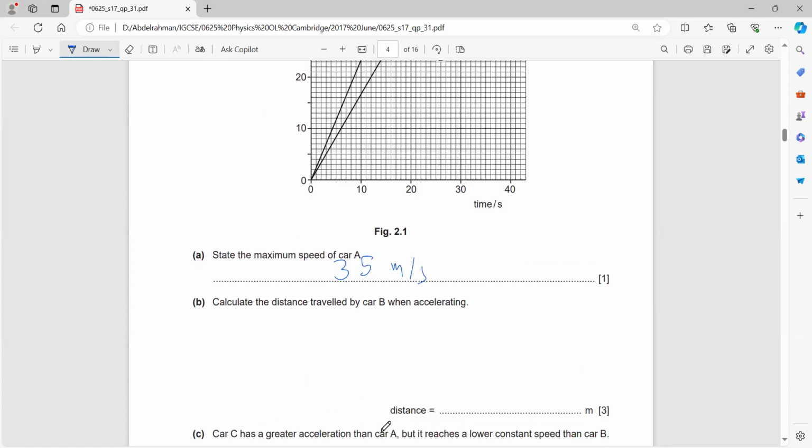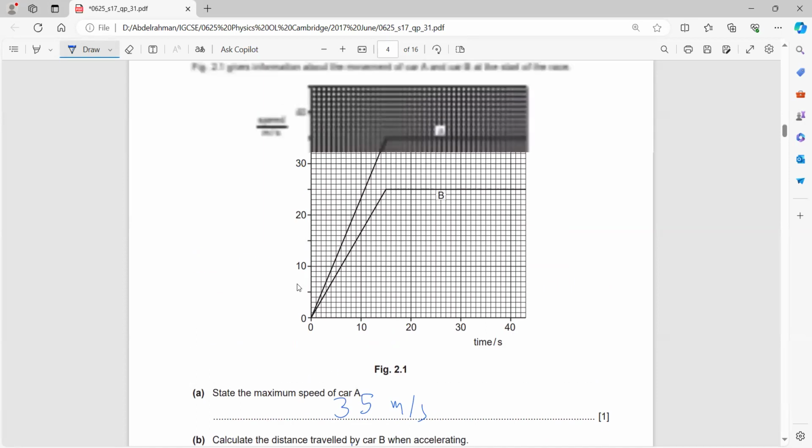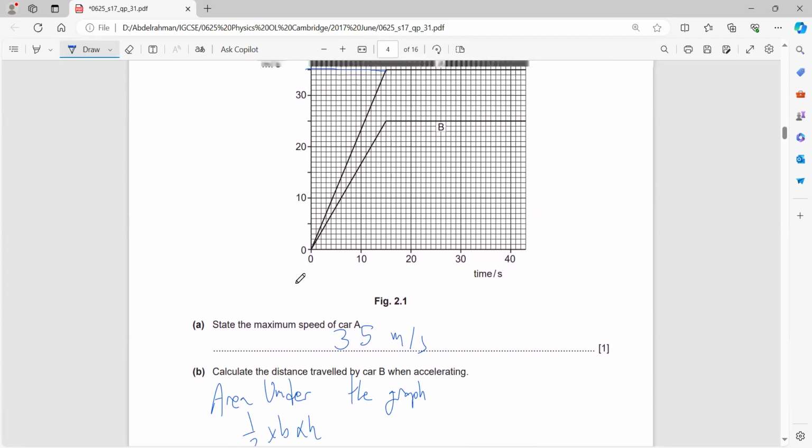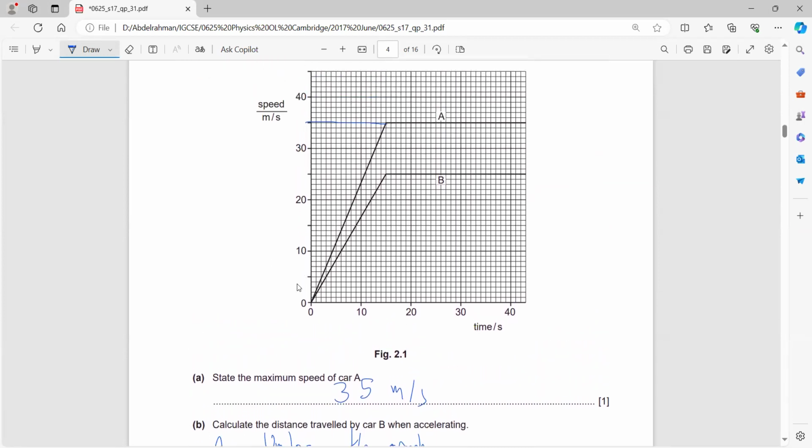Calculate the distance traveled by car B when accelerating. While accelerating, can you find the distance traveled? Come on, tell me. How can I find the distance traveled by car B? Area under the graph, which will be a triangle. Okay. It will be 20 times half times the height. Half times base times height. Okay. Car B, when accelerating, it was accelerating.